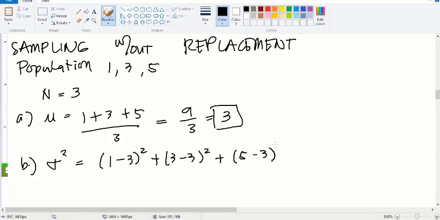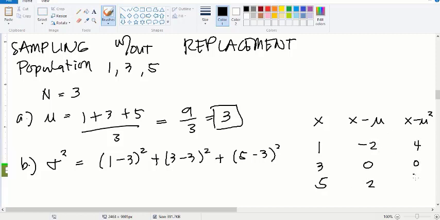Okay, variance is equals to, remember, 1 minus 3 square, 3 minus 3 square, plus 5 minus 3 square. Guys, kung mapansin ninyo, this is the same as 1, 3, 5. Tapos nakuha natin ang mu. This is the same as x minus mu, and then x minus mu square. So, x minus mu, 1 minus 3, negative 2, 3 minus 3, 0, 5 minus 3, 2, and then square mo, 4, 0, 4. Sum mo 'to, 8 divided by 3. So, 8 divided by 3, let me use my calculator. 8 divided by 3 is equals to 2.67.